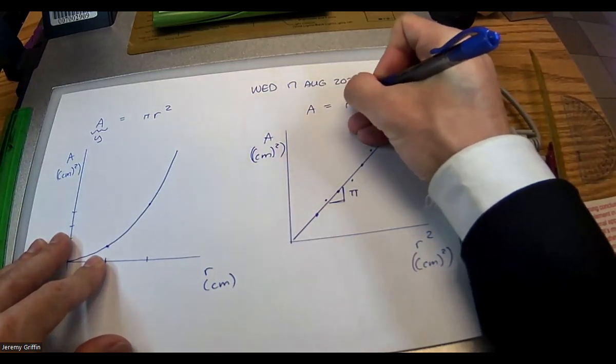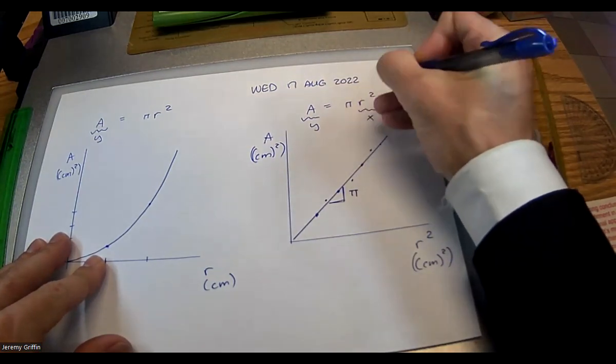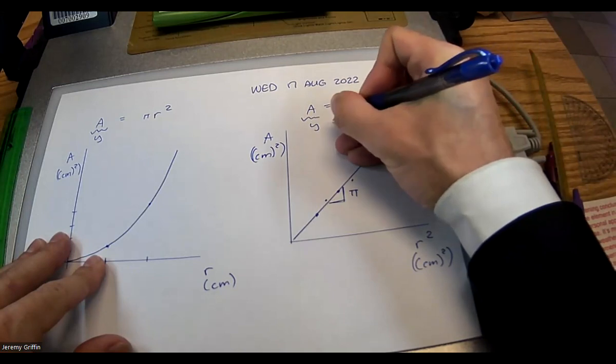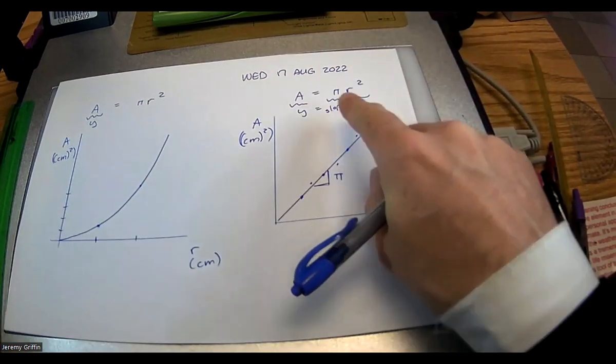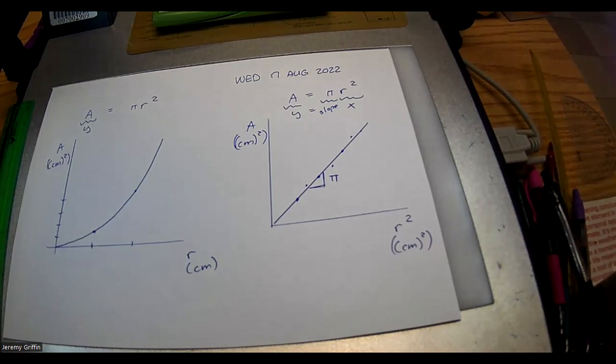Area equals pi r squared. So it's like your y value. This is like your x value. This is, well, I'll write out the word slope. If you were using algebra, it'd be m for slope, but we use m for a ton of things. So, slope times x, right? You guys get that? Okay.